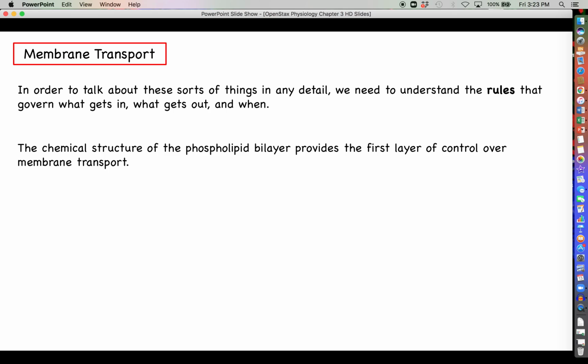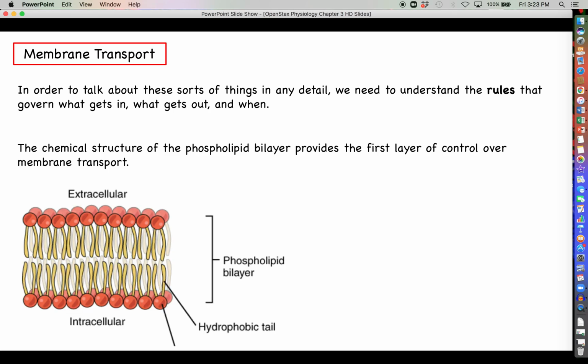Now, the first clue to coming up with this set of rules is what we talked about in the first video, the actual chemical structure of the phospholipid bilayer. That is our first level of control over membrane transport. If a molecule is going to move straight through the membrane, we need to keep in mind that that molecule is going to have to interact with those hydrophobic tails in the core of the phospholipid bilayer. So if you're thinking about a molecule moving straight through the plasma membrane, it would do so by squeezing in through the space in between phospholipid heads. And as I was indicating, it's going to have to spend some time interacting with these hydrophobic tails.